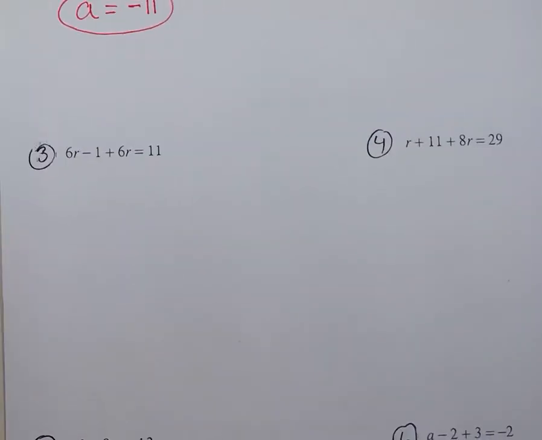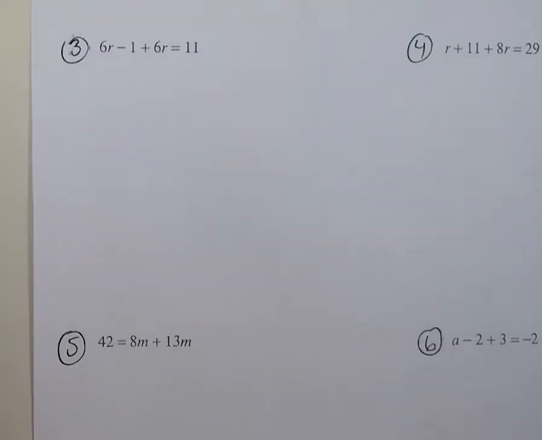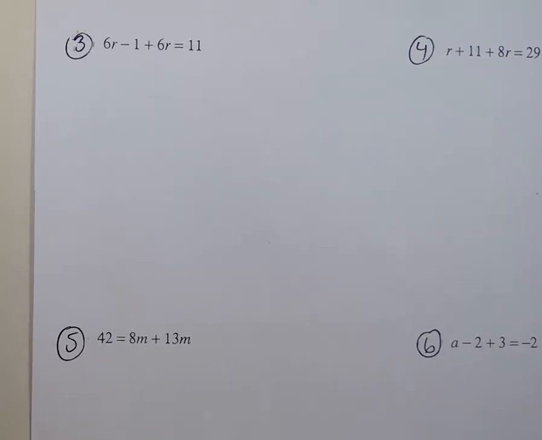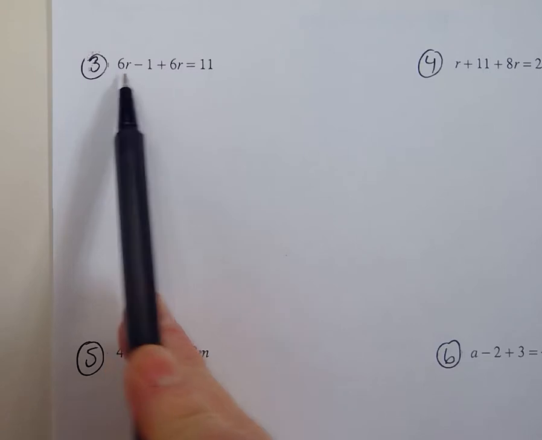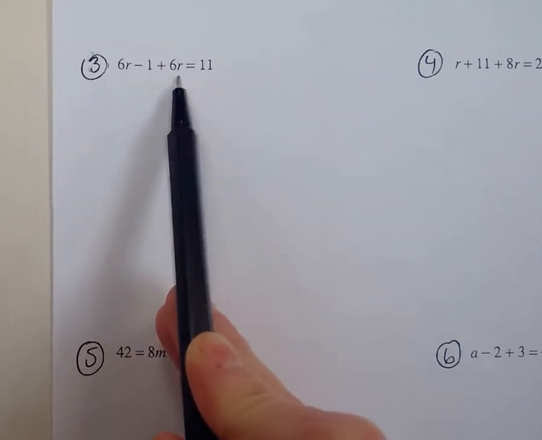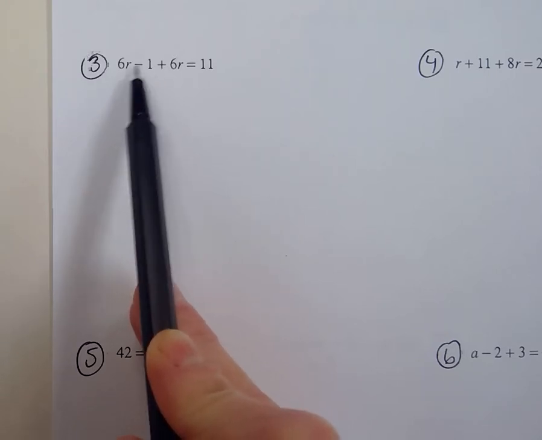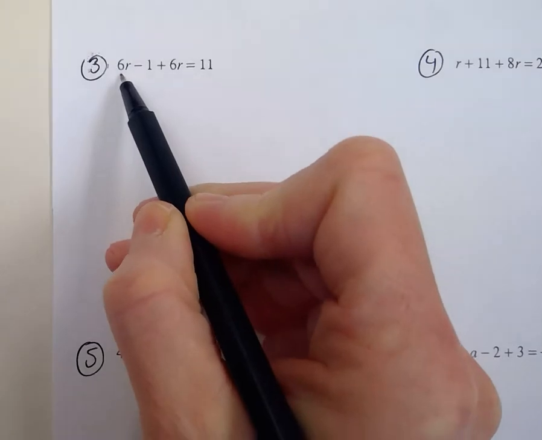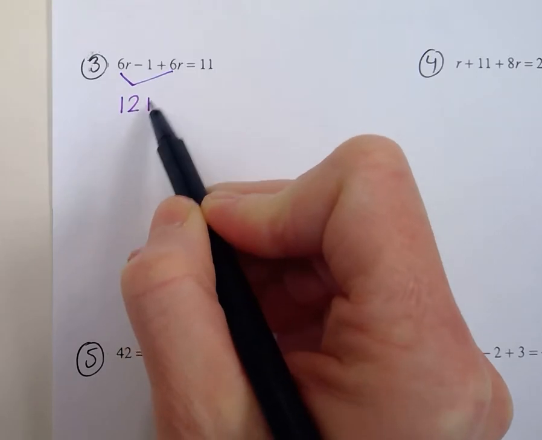Now, number 3. Same type of thing that we're going to look for. Can we simplify anything on either side? If I look on the left, I have 6 R's here and 6 more R's here. I have one negative, but there are no other numbers, so I can't really do anything with this -1. But I can combine my R's. 6R plus 6R is 12R.